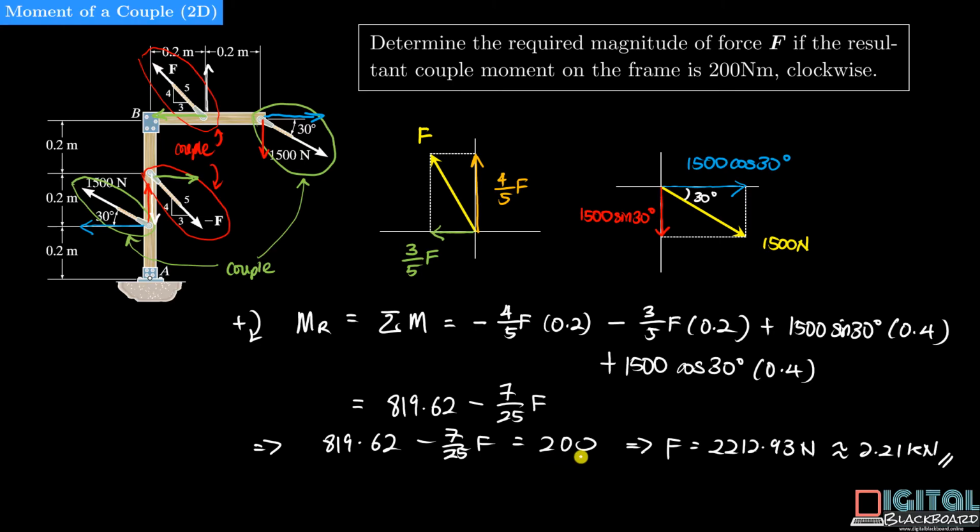So in this lesson, we have talked about the moment of a couple in 2 dimensions. The strategy is always to resolve the forces into both the horizontal and vertical components if you do not know the perpendicular distance between the two couple forces.